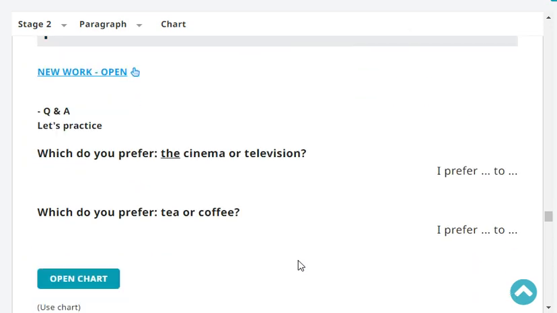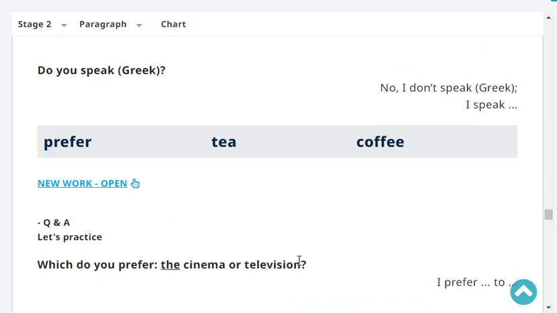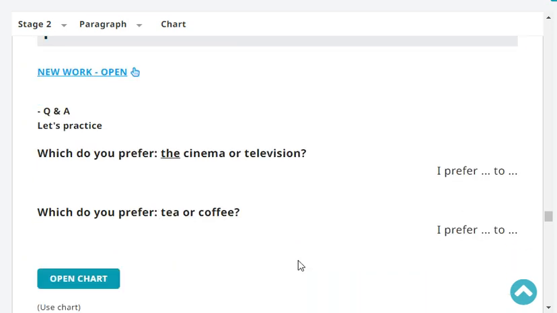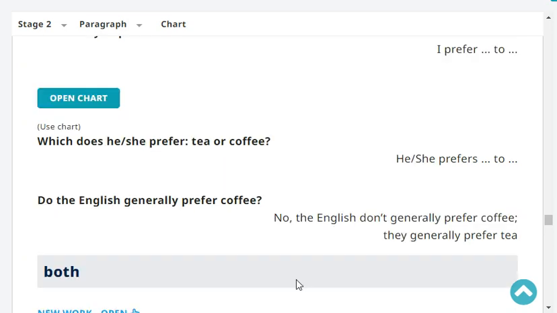Okay, which do you prefer, the cinema or television? I prefer cinema to television. Very good. Which do you prefer, tea or coffee? I prefer coffee to tea. Very good. Which does she prefer, tea or coffee? She prefers tea to coffee.